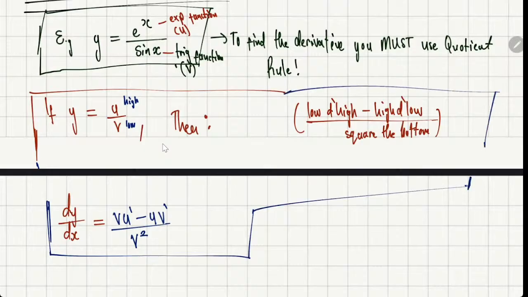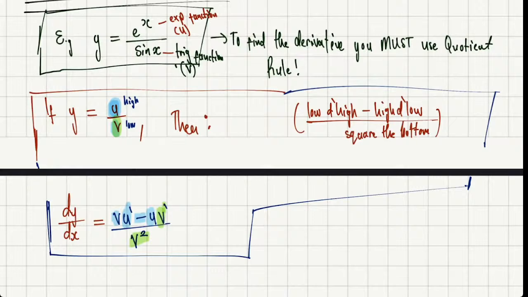Low d high, don't change. Sometimes people change to say high d low minus low d high. No, no, no. It's low d high minus high d low over square the bottom. Low, which is v, d high, which means the derivative of high, which means u prime, minus high, high is u, d low means the derivative of low, which is v prime, divided by square the bottom. This is the quotient rule. Do you see how to do it? Low d high minus high d low over square the bottom.